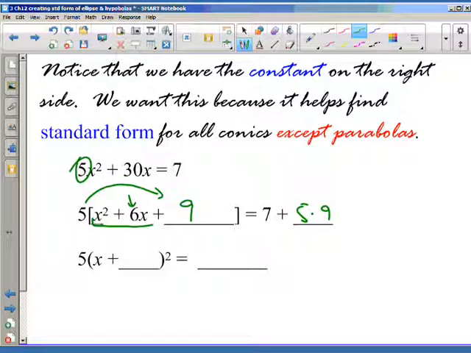To complete the square, x squared plus 6x plus 9 is simply x plus 3 squared. And the right side is just going to be a constant. 7 plus 45, 52. Okay? So that's going to be a significant skill that we'll deal with today.